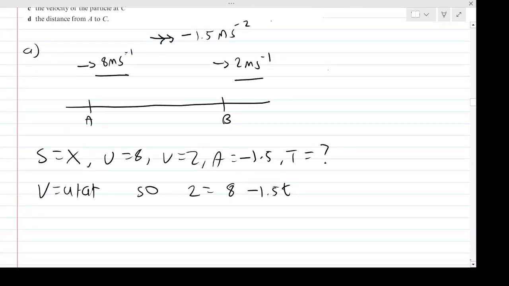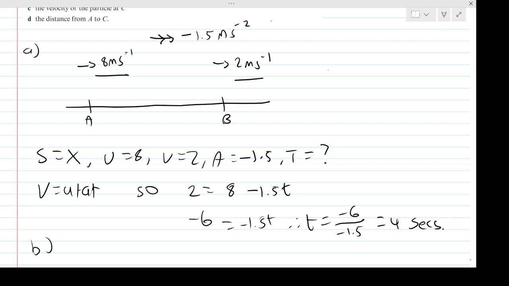If I do 2 take away 8, I get minus 6 equals minus 1.5 T. Therefore T is minus 6 over minus 1.5, and that will be 4. So T is 4, in seconds. There we are, that's the time taken.